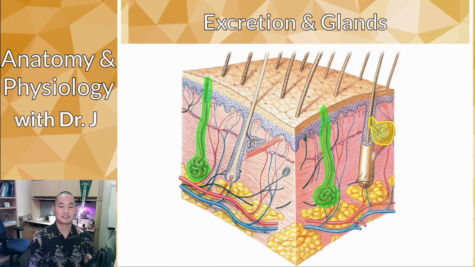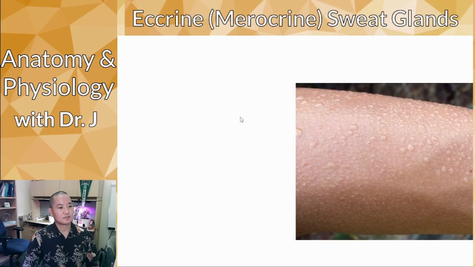It all deals with these glands, and there are many types of glands. I'm going to cover general categories in this last lecture before the exam. So we have excretion and glands. First, eccrine or merocrine sweat glands. We did cover in the tissues different types, like what merocrine means.